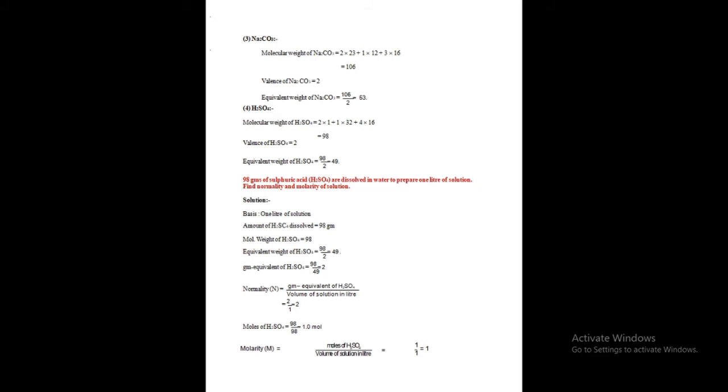So the hydrogen atomic weight 1, 2 into 1, plus 1 mole of sulfur, 1 into sulfur atomic weight 32, plus 4 moles of oxygen, 4 into 16, totally 98. So the valency of sulfuric acid, H2SO4, H2 plus SO4 2 minus, so that is 2 valence. Equivalent weight of sulfuric acid is the molecular weight of sulfuric acid divided by the valency of sulfuric acid, that is equal to 98 by 2, which is equal to 49.